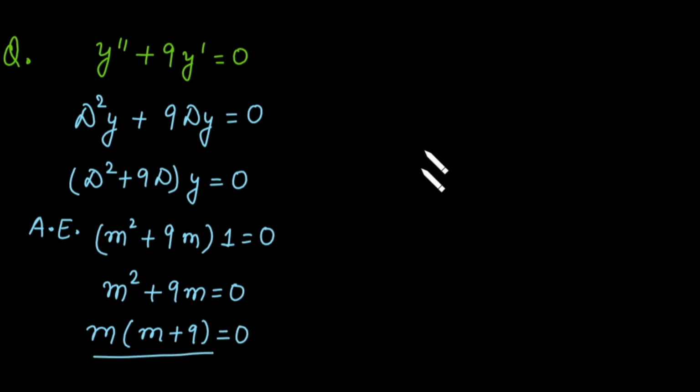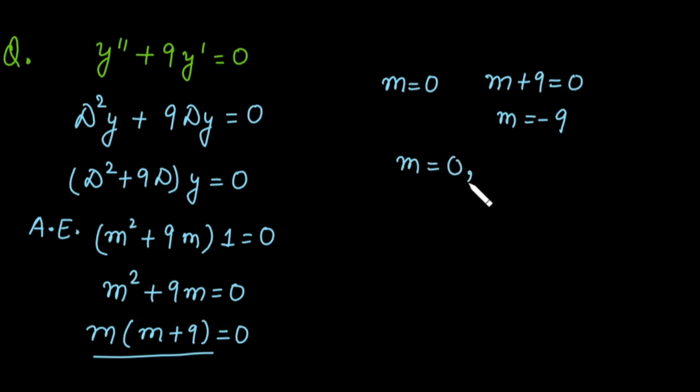So from here we have either m is equal to 0 or m plus 9 is equal to 0. And if m plus 9 is equal to 0, it means m is equal to minus 9. So we have two roots, that is m is equal to 0 and minus 9. Both are real numbers as well as distinct.